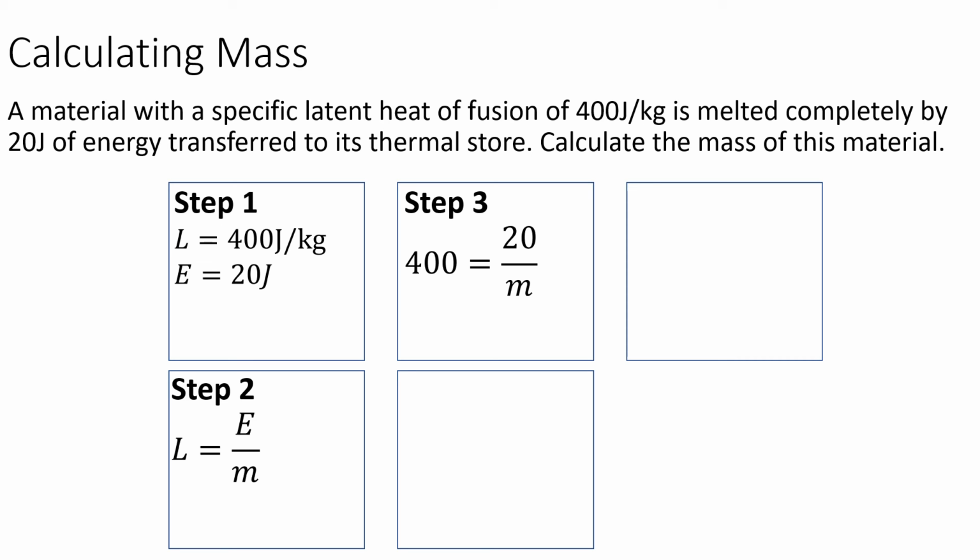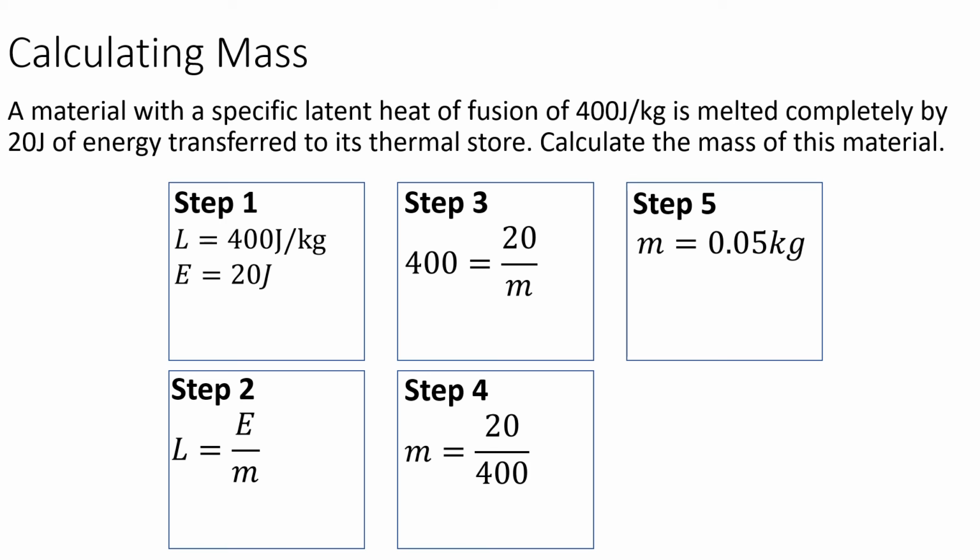So I'm going to have to do 2 steps in this operation to move it. First of all, I'm going to put m on the left hand side. Because it's 20 divided by m, I'm going to times both sides by m. So we'd end up with 400m equals 20. Then, since it's m times 400, I'm going to divide both sides by 400. So therefore m equals 20 divided by 400. And finally, write down the answer with correct units. Copy down these steps.